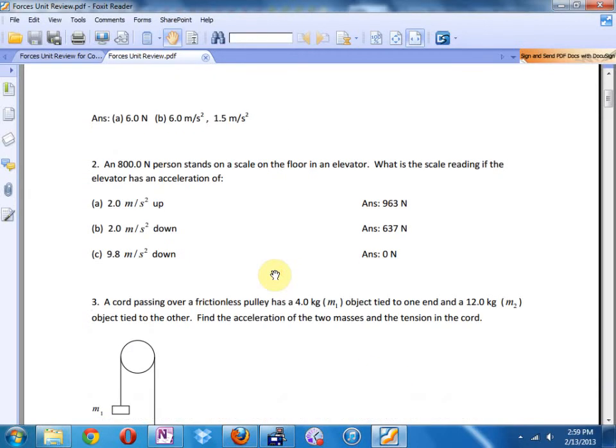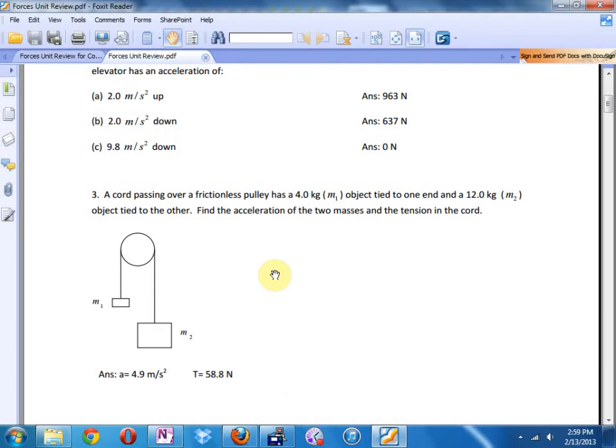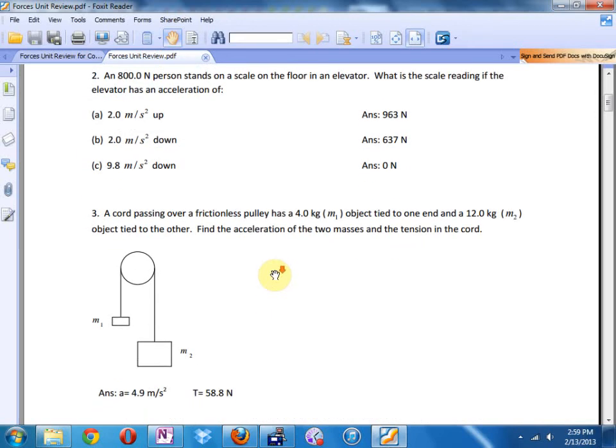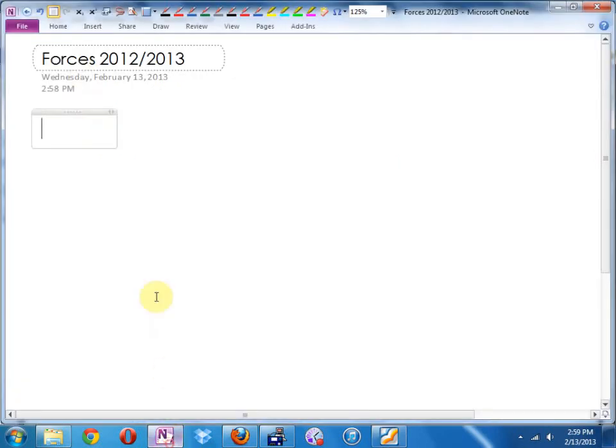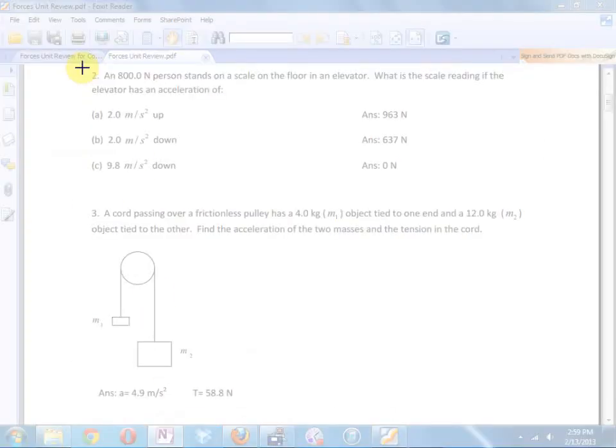Number 2, definitely there's going to be an elevator question. Number 3, definitely is going to be an Atwood machine question. Is there anybody who would like me to do any of those? And I will if you wish me to. Kelly, which one? An elevator question? So I'm going to start with this elevator question, but I'm going to change the numbers if that's okay with you.